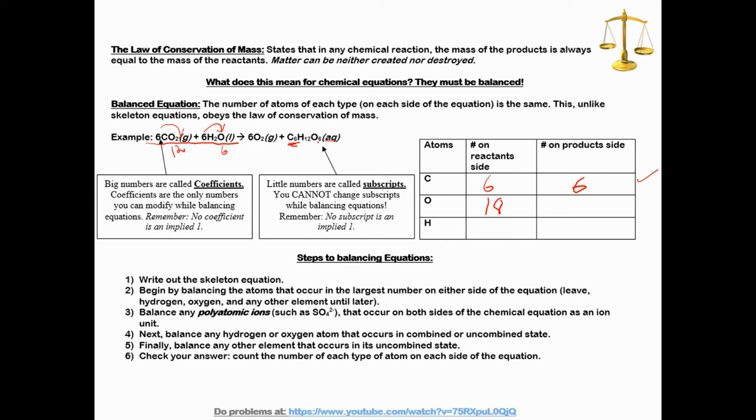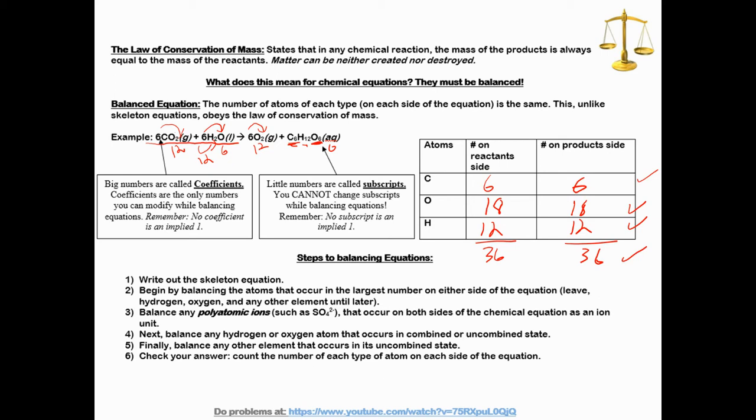On the right side, I have 6 oxygens here, and then 6 times 2 is 12. So 18. That's balanced. And then for hydrogens now, 6 times 2 is 12. 12 hydrogens. So 12 on the left side, the reactant side, in other words, and 12 on the product side. So my total number of atoms on both sides is the same, which means it's a balanced equation. 36 and 36. Nice and balanced, everything makes sense.